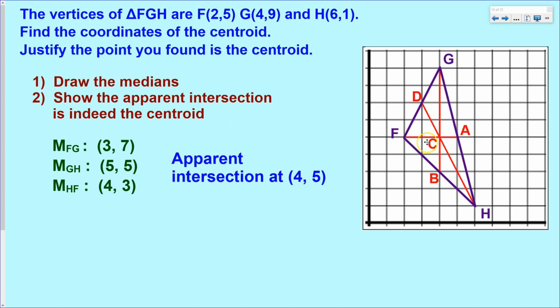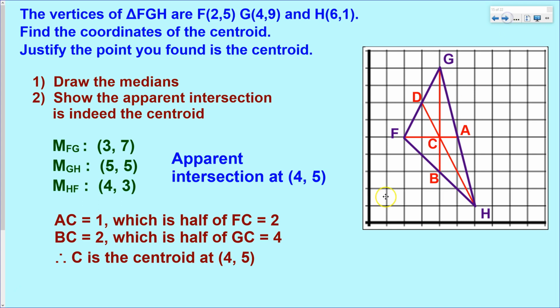But as it stands in this problem, we have a nice convenient horizontal line and a vertical line. So AC is 1, so this distance right here is 1, which is half of this distance right here, so therefore it must be the centroid. Or you could have gone, this distance right here is 2, which is half the distance here, which is 4, so therefore again the centroid must be 4, 5.